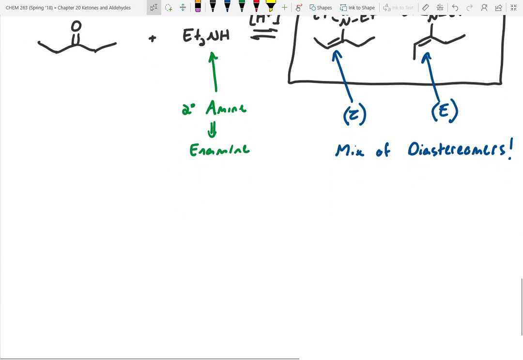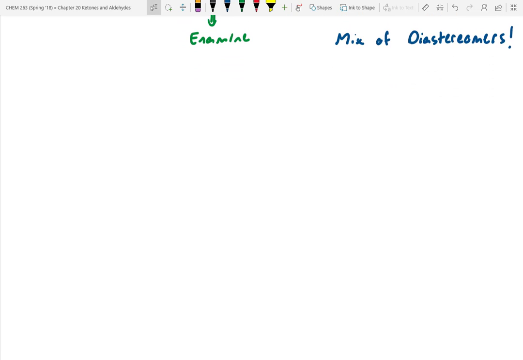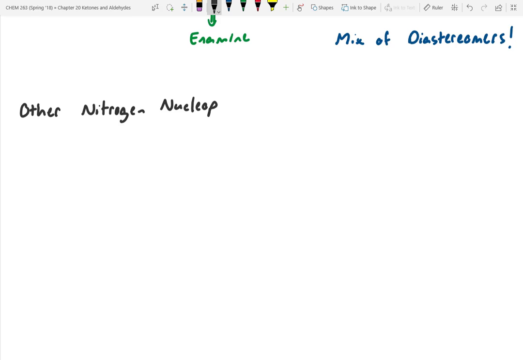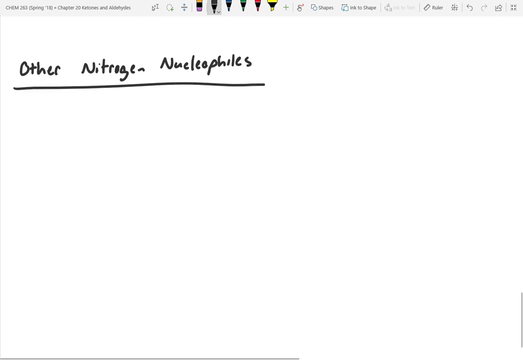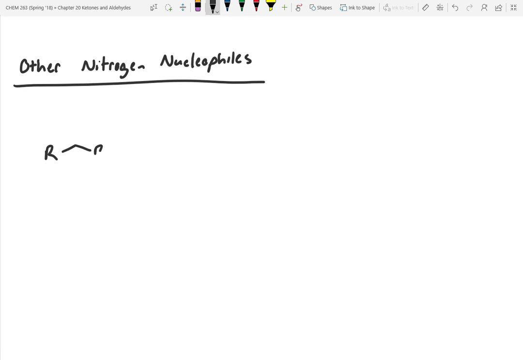All right. One last thing before we head out is some other nitrogen nucleophiles. We're not going to do full mechanisms, but I did want to show them. The first one is when you have a ketone or an aldehyde, you can take an amine that also contains an alcohol. And these are called hydroxylamines. And then the question is, well, which one's going to be more nucleophilic, the nitrogen side or the oxygen side? Nitrogen. We've already said nitrogens are more nucleophilic.